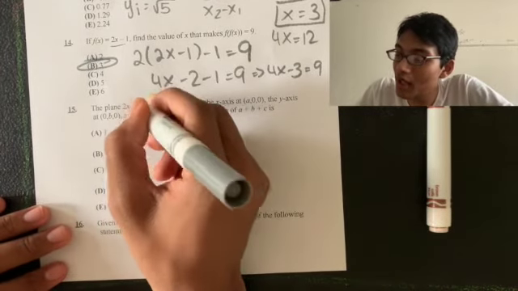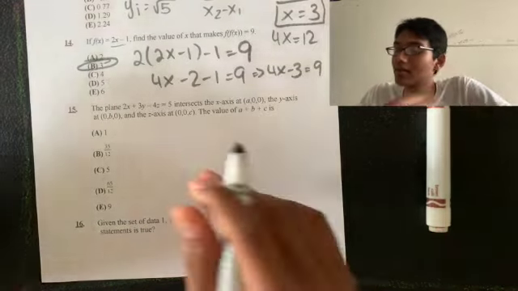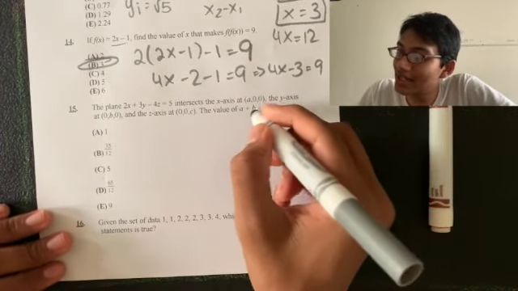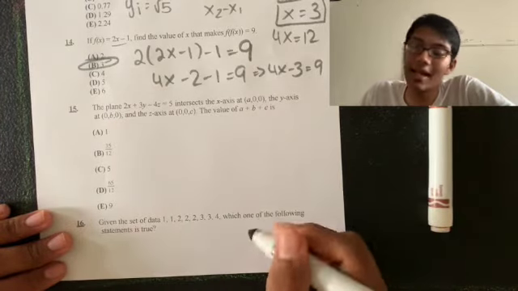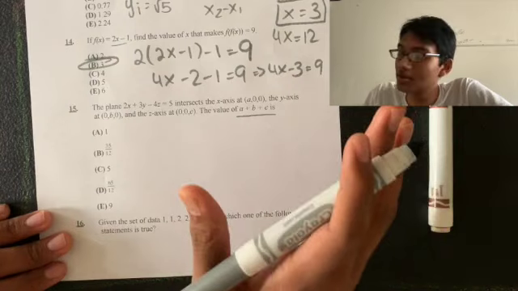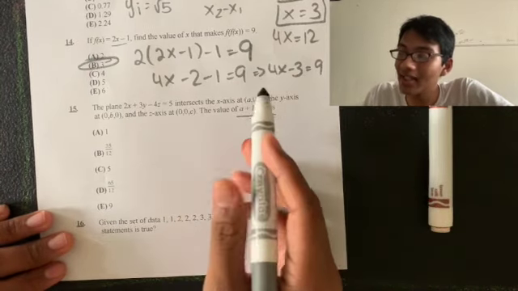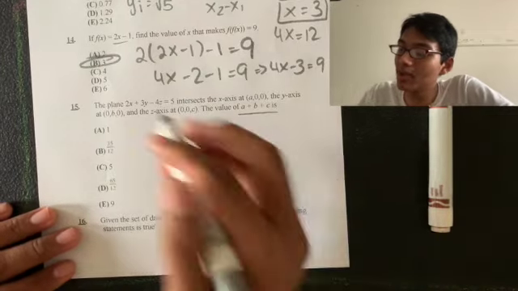The plane 2x plus 3y minus 4z equals 5. Now we're into vector calculus somehow. It intersects the x-axis at this point, the y-axis at this point, and the z-axis at that point. The value of a plus b plus c is, well, to answer this question, we actually have to find what the x, y, and z-intercept for this function is. And in this case, it's pretty easy.